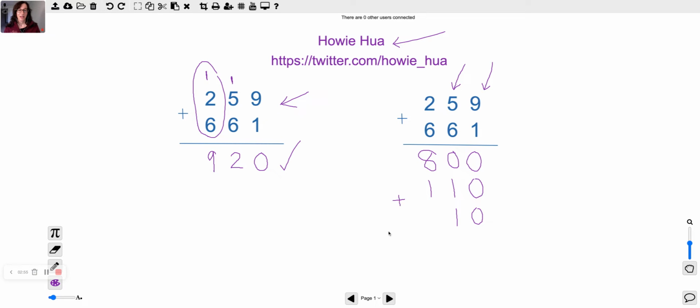So with this way, you get a lot of numbers that end in zeros, right? And that's usually a little easier to add. So then we add these and you get 920, the same answer.